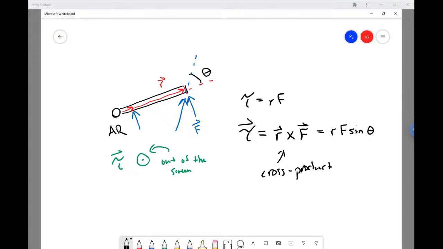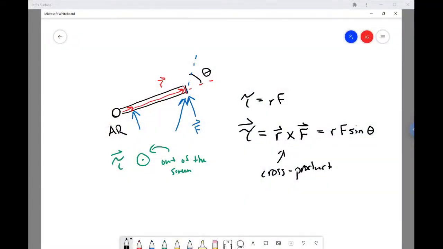If the force was reversed, my fingers would still point in the same direction, but my palm would be rotated, so my thumb would point into the screen. Okay.